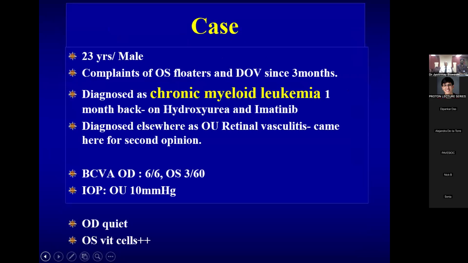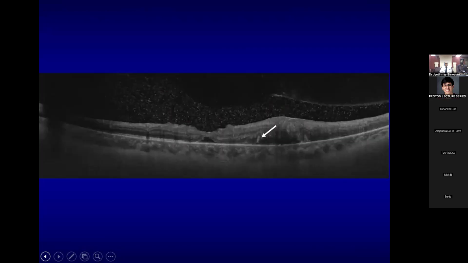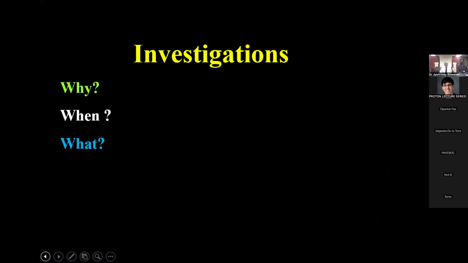We had a case of chronic myeloid leukemia, which presented with vitritis as well as retinal vasculitis. Extensive retinal vasculitis was seen, and this patient was having serous retinal detachment.